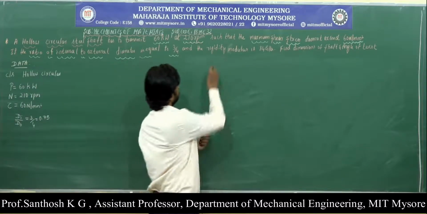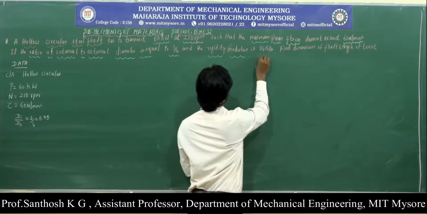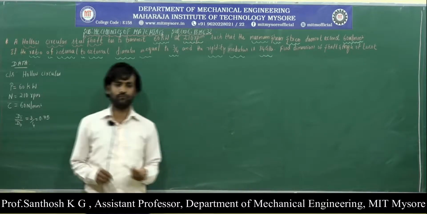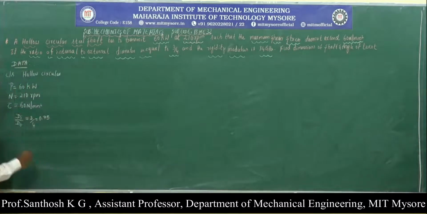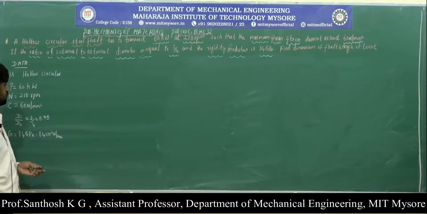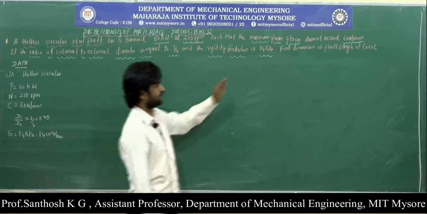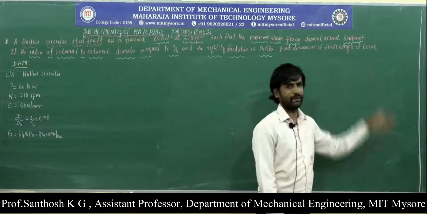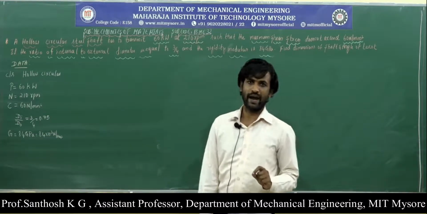Then the rigidity modulus is given. It is equal to 84 gigapascal. The rigidity modulus is denoted by capital G. It is equal to 84 gigapascal. In terms of Newton per millimeter square, it will be 84 into 10 to the power of 3 Newton per millimeter square.